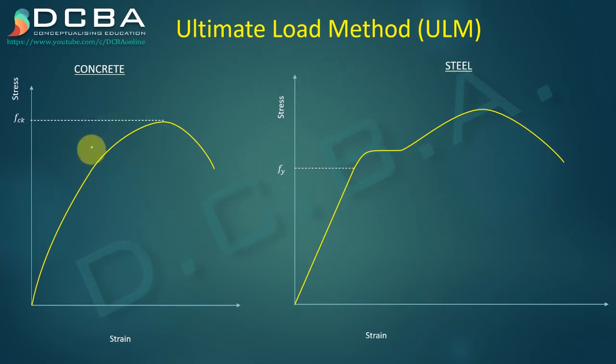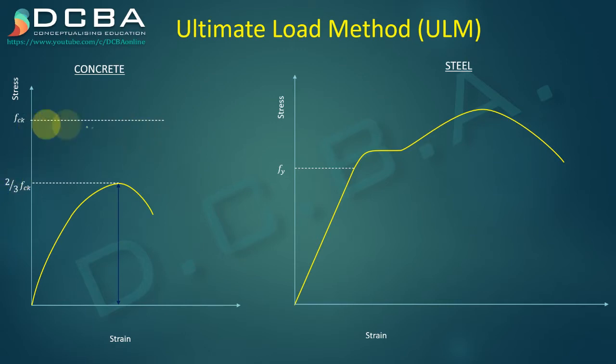So for concrete, the factor of safety that ultimate load method gives is 2 by 3. So FCK is divided by 1.5, which gives you 2 by 3. So it's 2 by 3 times FCK, correct? So this strength is 2 by 3 FCK, and for steel it does not prescribe any factor of safety, so steel will remain Fy itself. This is the major distinction of ultimate load method as compared to the other ones.